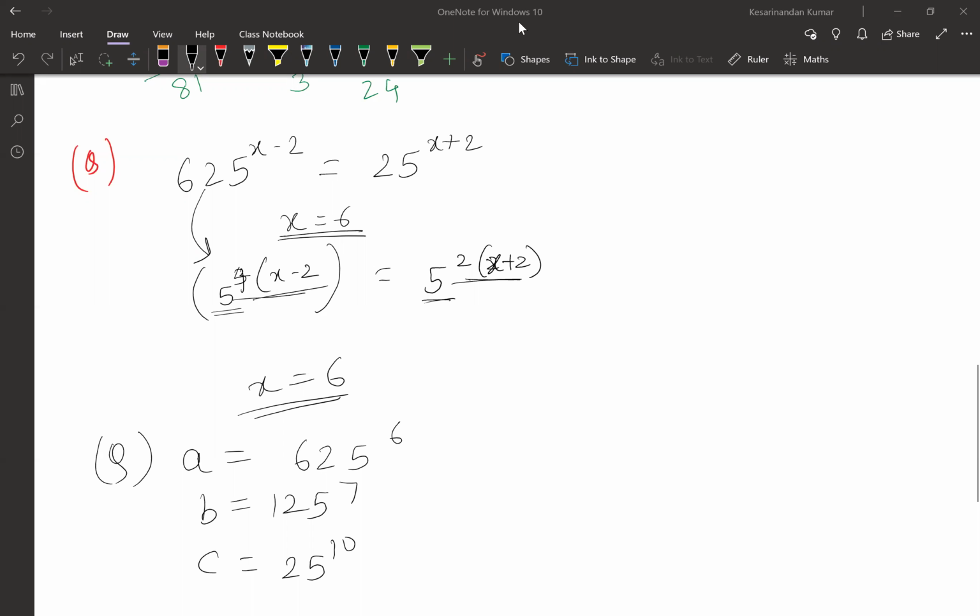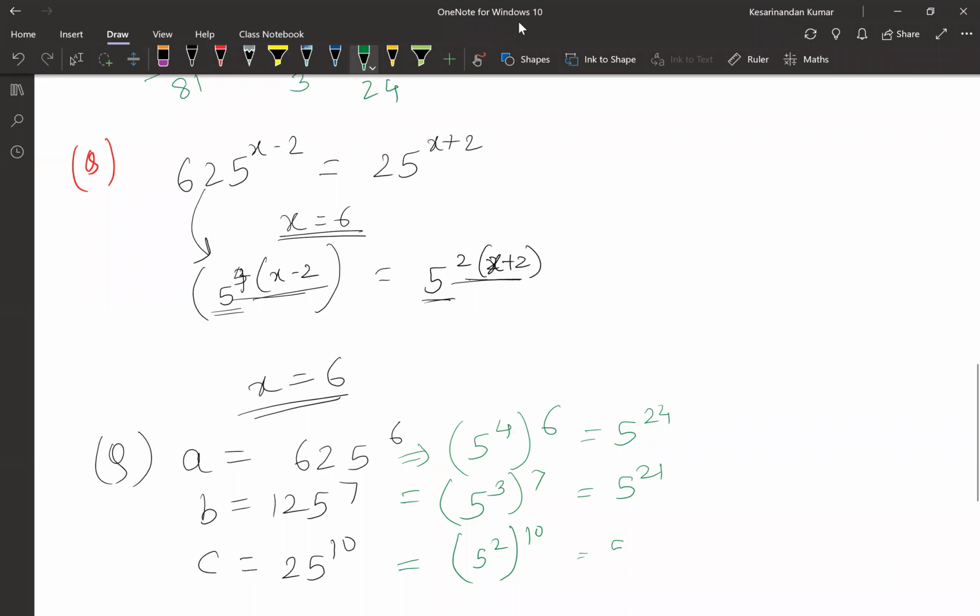Okay, I will take it up, how we have to solve it. So break 625 into powers of 5. That would be 5 raised to 4 into 6. This is 5 cube into 7, and this is 5 square power 10. This is 5 raised to 24. This is 5 raised to 21. This is 5 raised to 20. You have the order A, B, C. In that order is the answer. Now is it clear, Spandana?